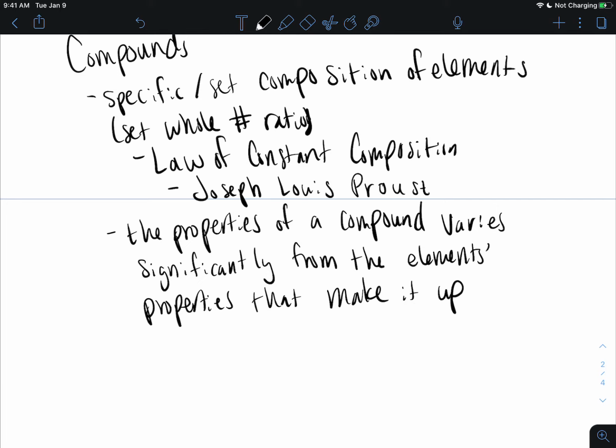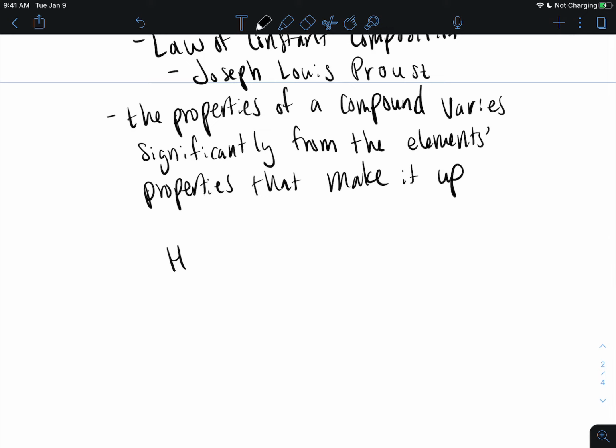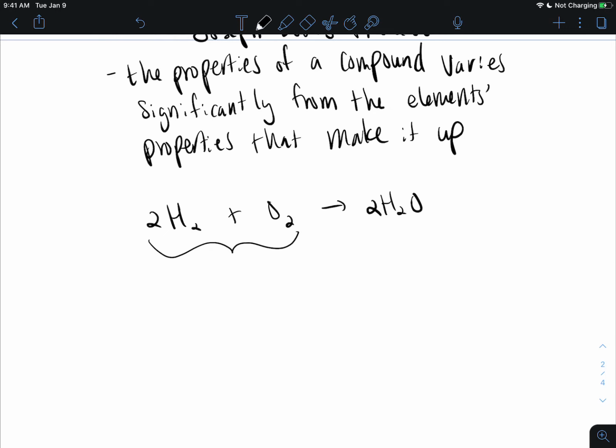For instance, if you think about hydrogen gas, oxygen gas, and water, H2 plus O2, hydrogen gas plus oxygen gas, combine to give us H2O, which is our water. So this is our chemical equation to take hydrogen gas and oxygen gas and form water from it. Hydrogen gas and oxygen gas are the elemental forms of hydrogen and oxygen, and then H2O is our compound. Hydrogen and oxygen are both gases at room temperature. Water is a fairly high boiling liquid.